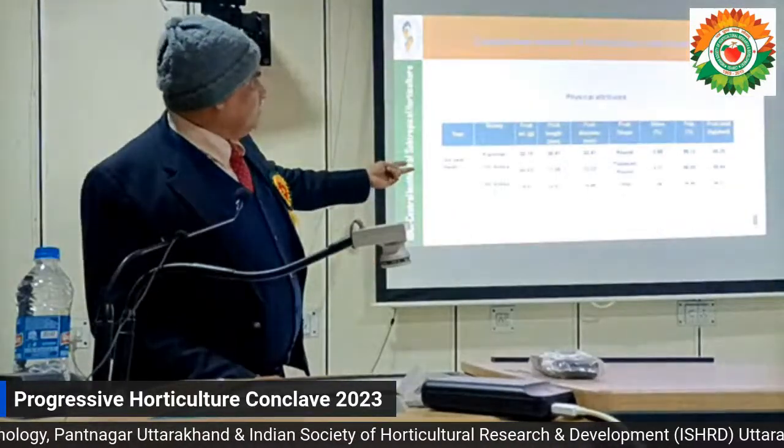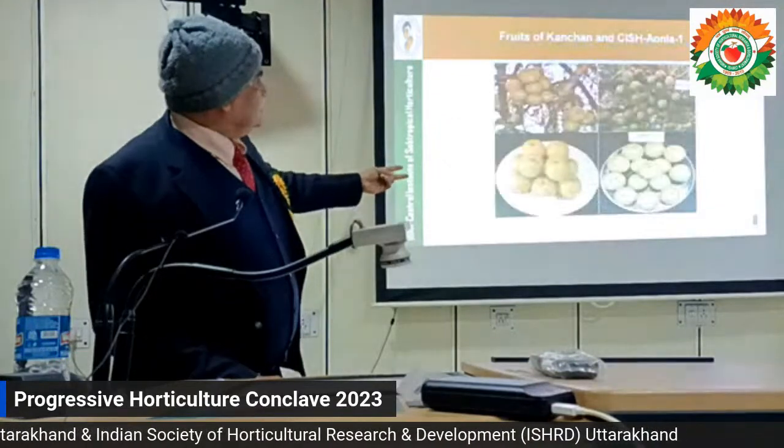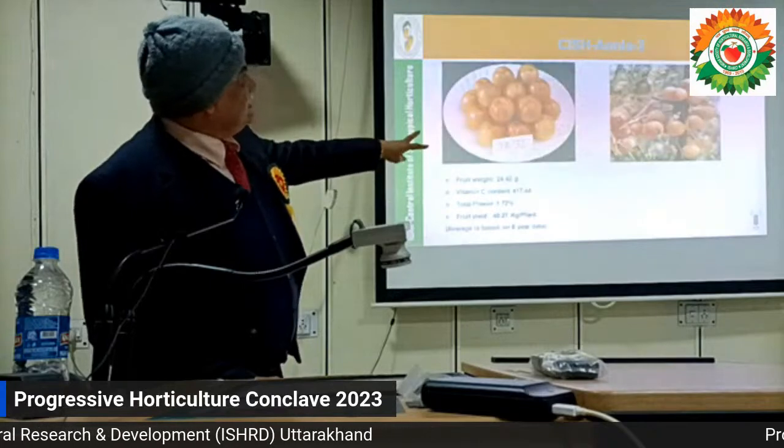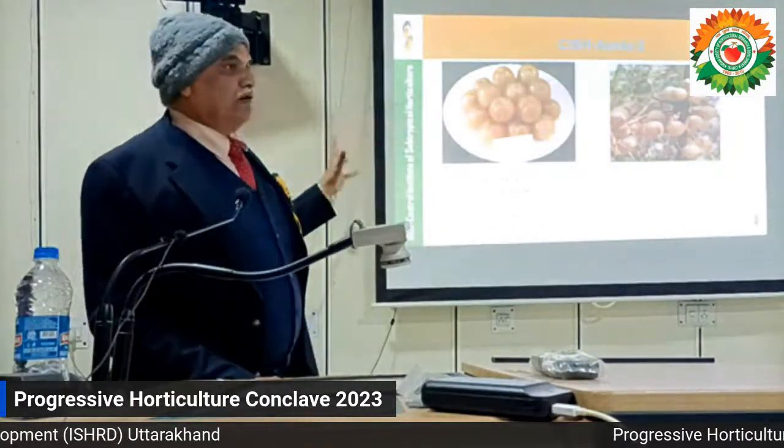This second is the Amla 2 variety. This is the Amla 2. This is the fruit of Amla 1, and this is the fruit of Amla 2. Amla 2 is the colored variety.